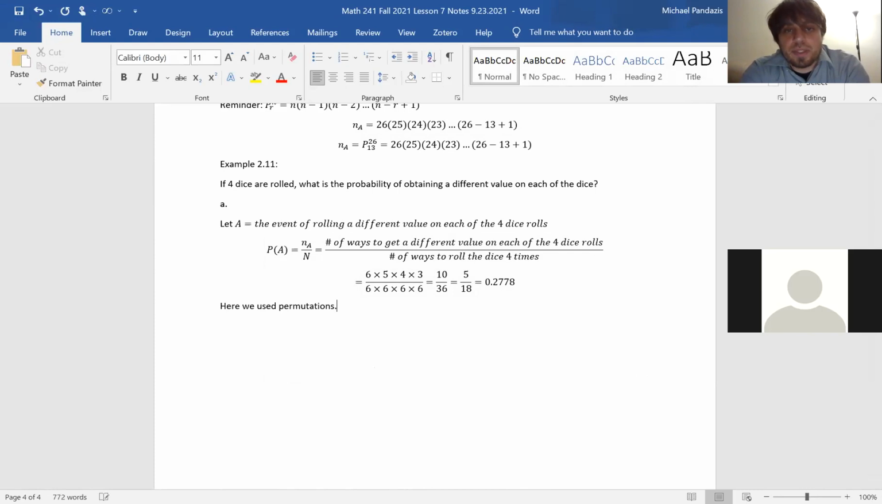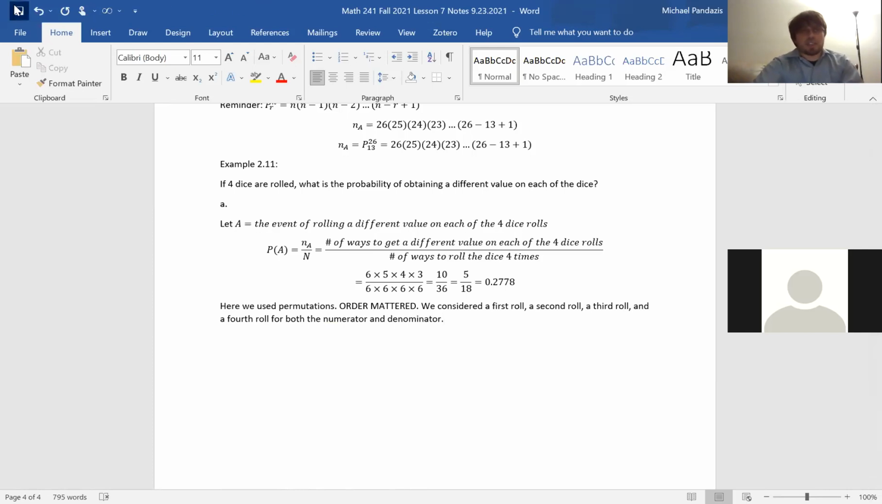And so here we used permutations. Okay, order mattered, right? We considered a first roll, a second roll, a third roll, and a fourth roll for both the numerator and denominator. Right? It was 6 times 6 times 6 times 6. We were thinking of each roll one at a time in that order. Okay, and so we used permutations here, and we got the answer.